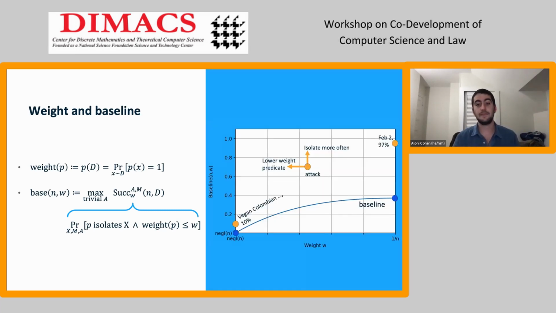It's the blue line. So if your weight W is 1 over n, that was this born on February 2nd in a population of 365 people. So that's 1 over n. Then I'm going to use my mouse. Cool. So that's here. So the baseline is 37%. That's what we saw before.